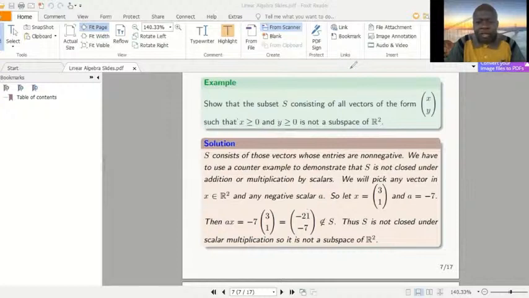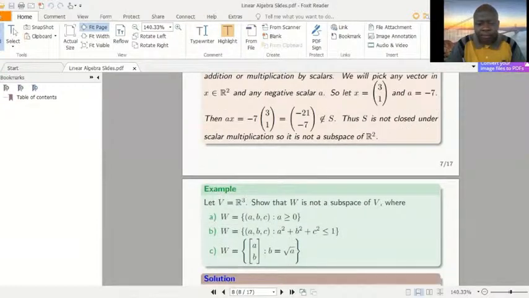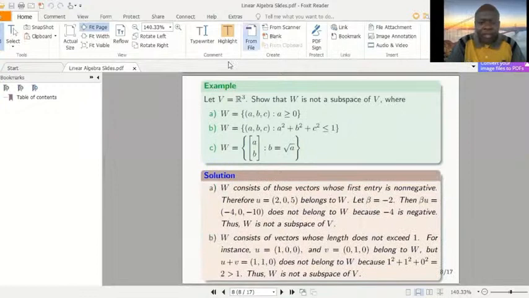So it's very easy showing that a given subset is not a subspace, or even showing that it is a subspace. It's very easy. Let's look at the next example. The next example says, let B be equal to R3. Show that W is not a subspace of B, where W is the set comprising of (a, b, c) such that the first element is greater than or equal to 0.